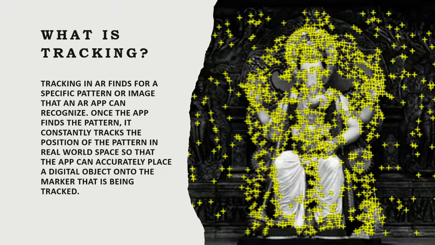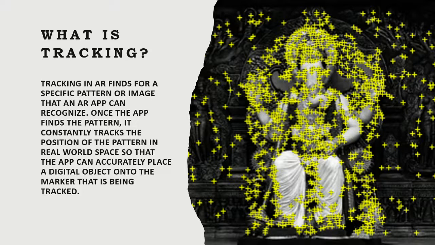So what our app has done is it has tracked and placed it in there. If you try to move it, the object will also move with it. It will be really smooth. So that's how tracking is. Tracking helps in marker based augmented reality.